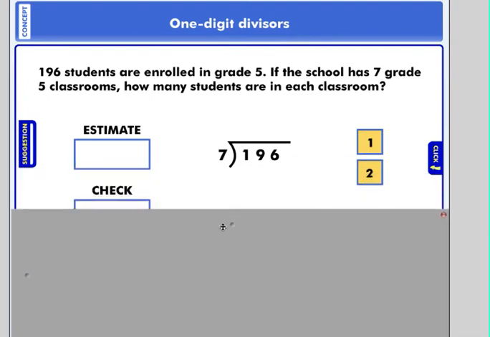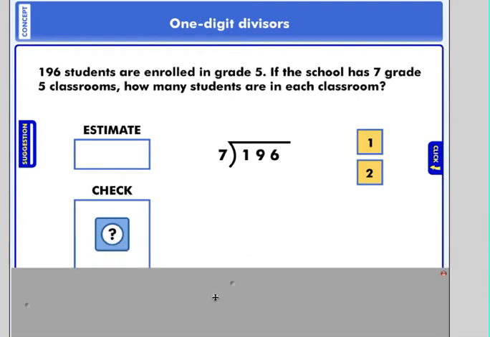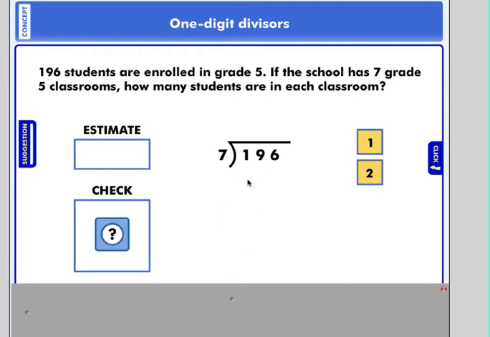Now I'm going to rewrite my problem so that I have it set up here ready to divide. Now remember, the first thing I need to do is take my divisor and go place by place to see how many times it can divide into this dividend. Now 7 can't go into 1, so it's like I have a 0 up here, and when that happens, then I look at the 19. 7 goes into 19 2 times. So since 7 times 2 is 14, I'm going to subtract 14 from 19, and I've got 5 left over.